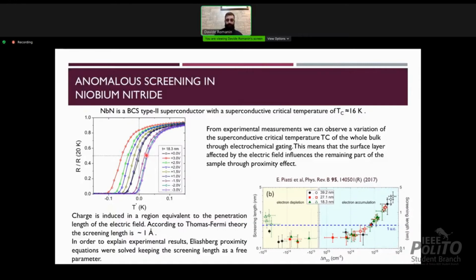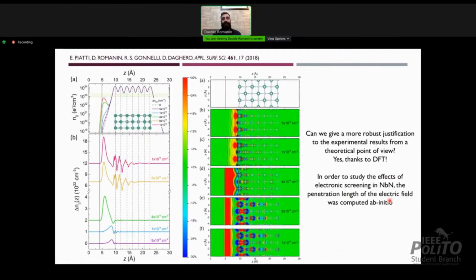However, in a previous work, they fitted the experimental results, and they showed that for the low doping regime, indeed, the penetration depth of the electric field satisfies the Thomas Fermi theory. However, it increases if we go to higher induced charge density, meaning that we are breaking the Thomas Fermi approximation of screening. So we have tackled this problem from a density functional point of view.